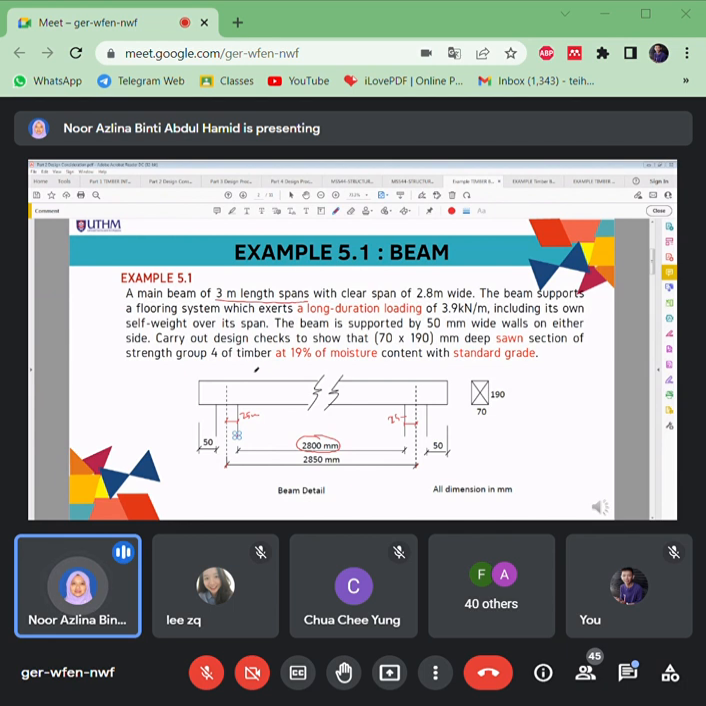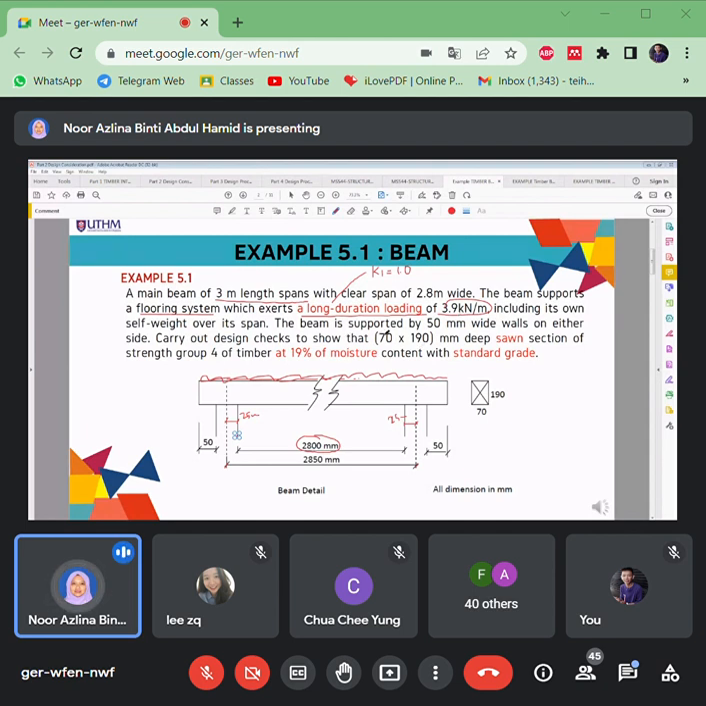Okay, so the beam supports a flooring system. That means there will be a flooring system on top of it which exerts a long duration loading. So they have given data about long duration loading. This is the consideration for K1, right? Is it long duration or short duration? If long duration, looking at the table, it is about 1.0, the modification factor. The loading is 3.9 kilonewton per meter, which is a uniform load along the length of the beam. This 3.9 includes its own self weight, so no need to calculate again.